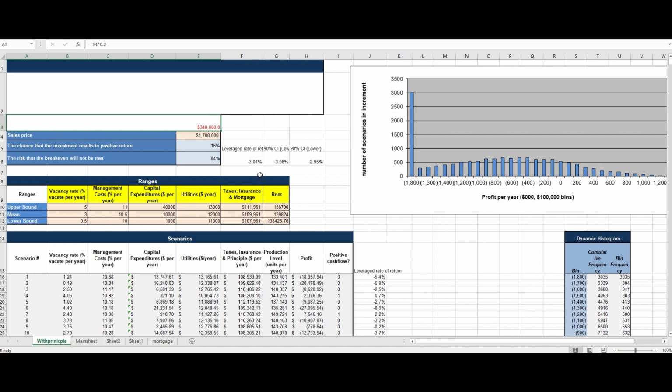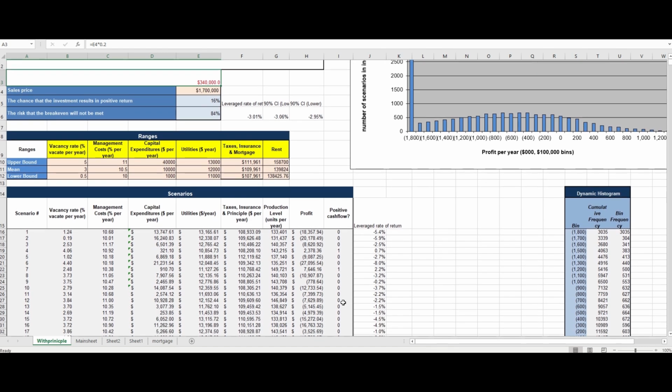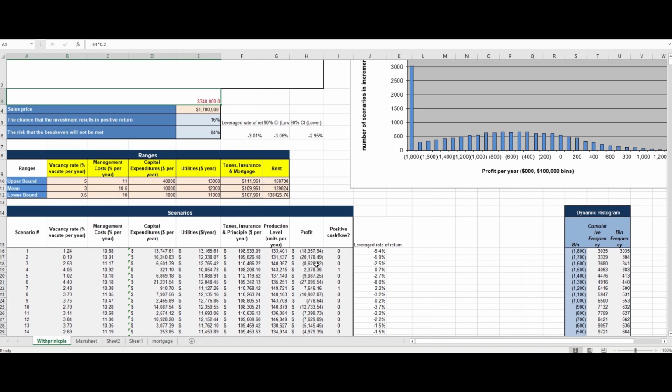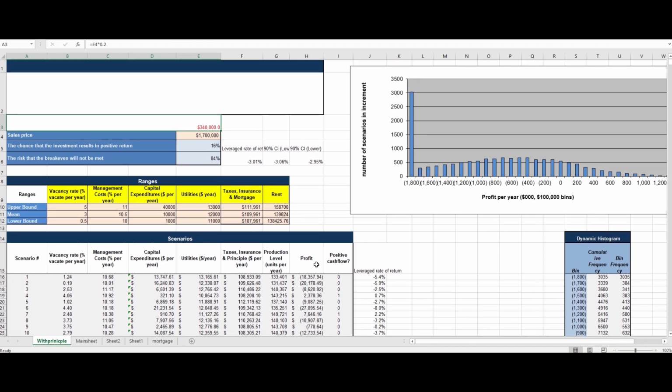Now we can say, well, the principal, let's pull that out because we're actually paying the mortgage. That's some money that's really going to us in the future. So we can actually see how often we're actually going to be cash flow positive from that perspective. And here we still see that very rarely are we actually going to be getting any type of positive return, even after subtracting out the mortgage.